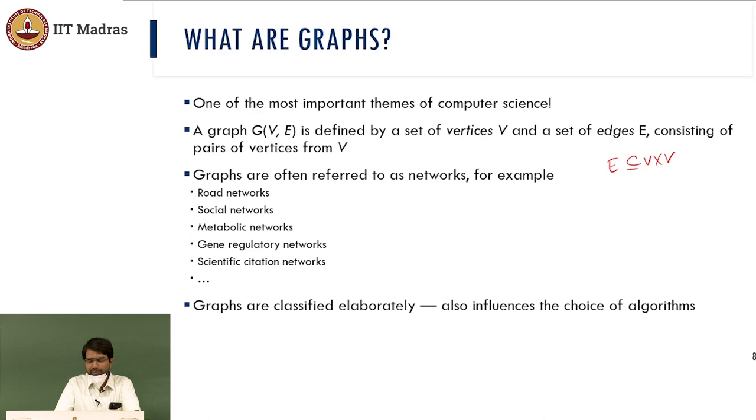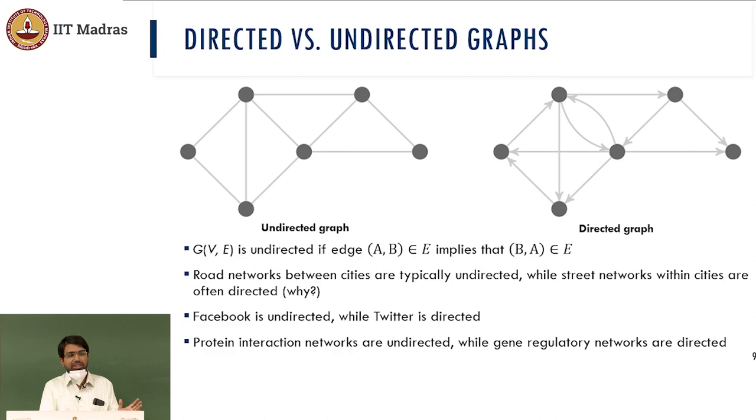Now let's just think. How do you represent real world networks as graphs? Say social networks or road networks, citation networks. I'll leave metabolic and gene regulatory networks for you, unless there are some folks who already know a bit of biology. Then you can volunteer to answer this. But how would you cast these as graphs? I'll just come to that in a moment. I'm just mentioning some of these here for completeness. I know you already know these.